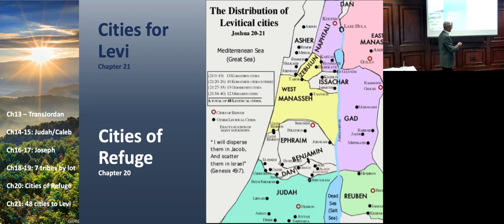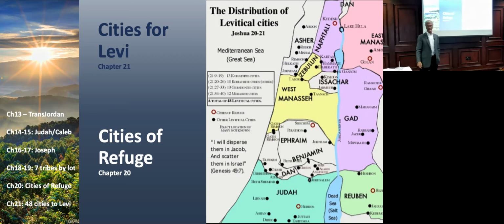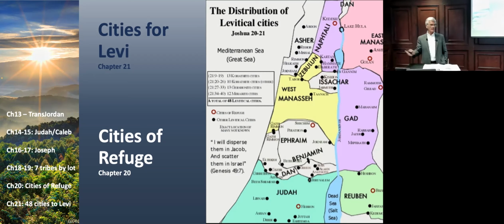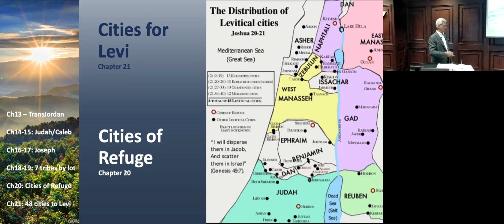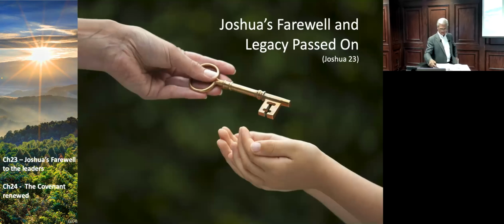And you can see the red circles are the cities of refuge, and all the rest, 48, are the cities given to Levi. And of course, they were spread among the people so that they could tend to the people's spiritual needs. Okay. Now, we get to chapter 23 and 24, which I think is where we really have something to say to ourselves.